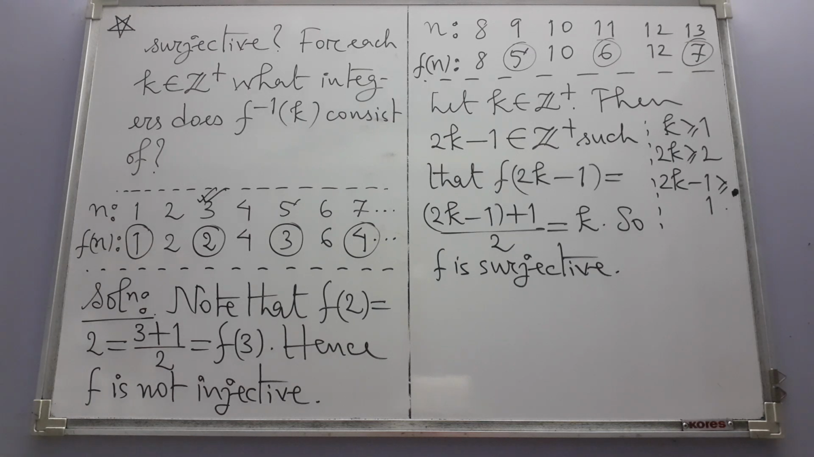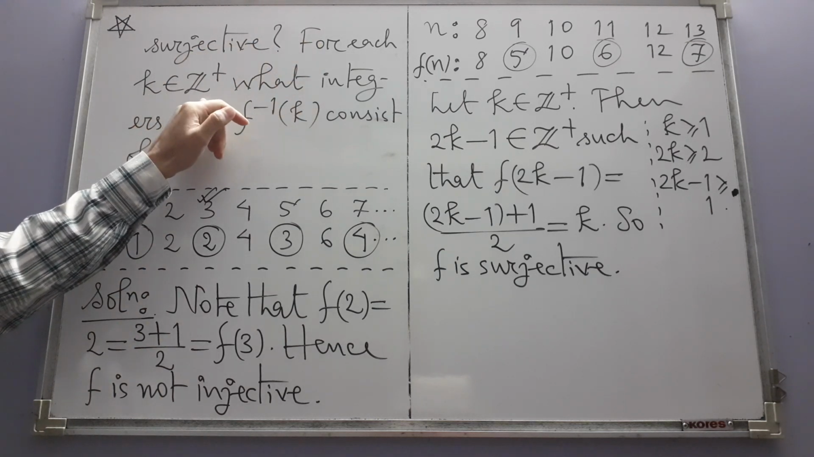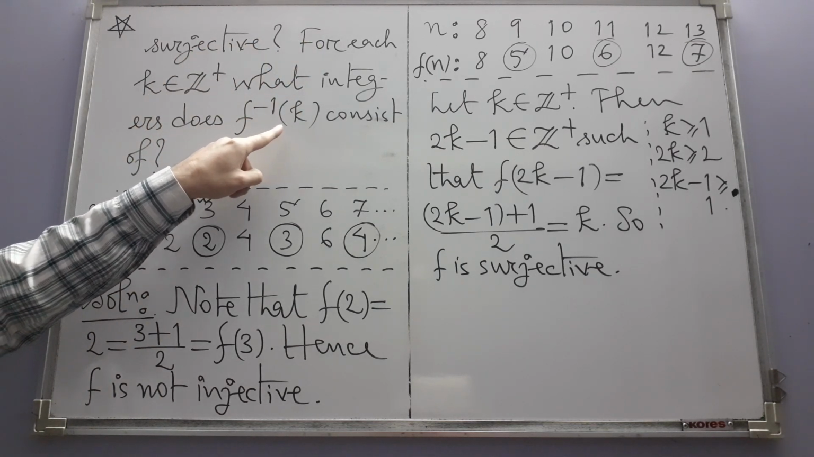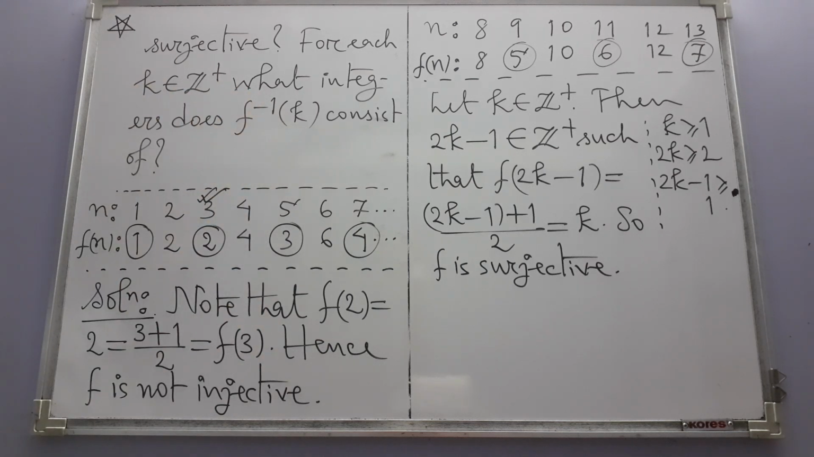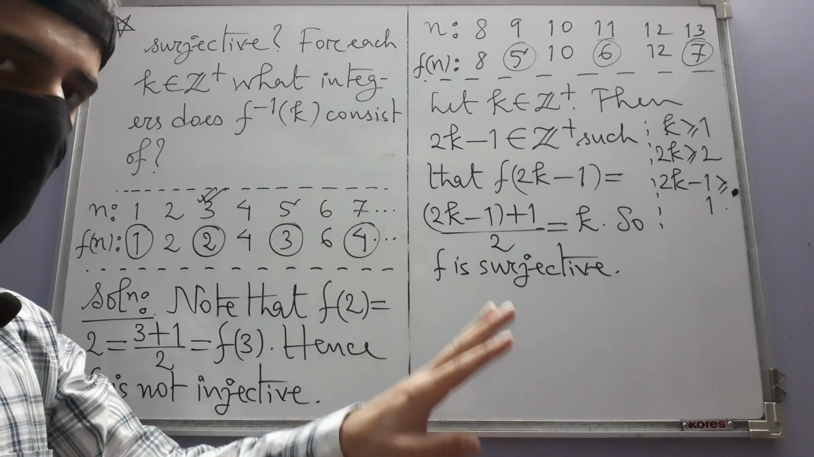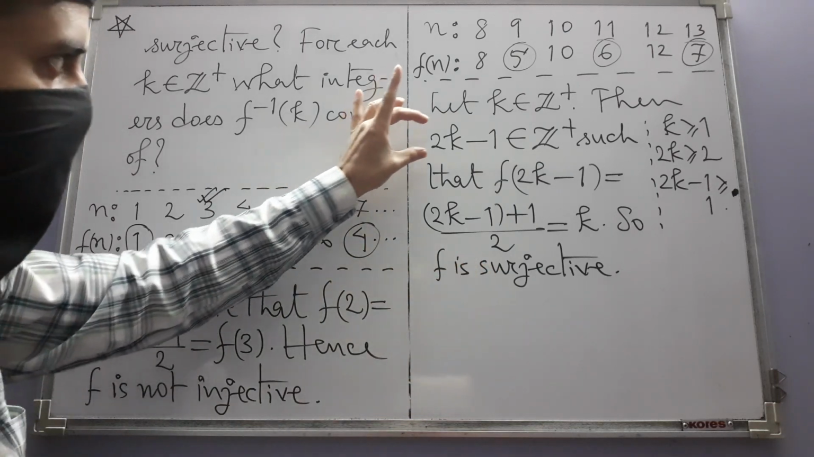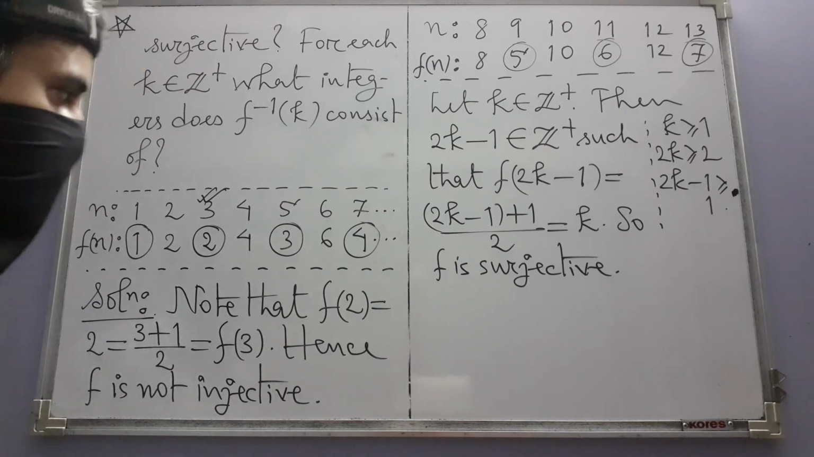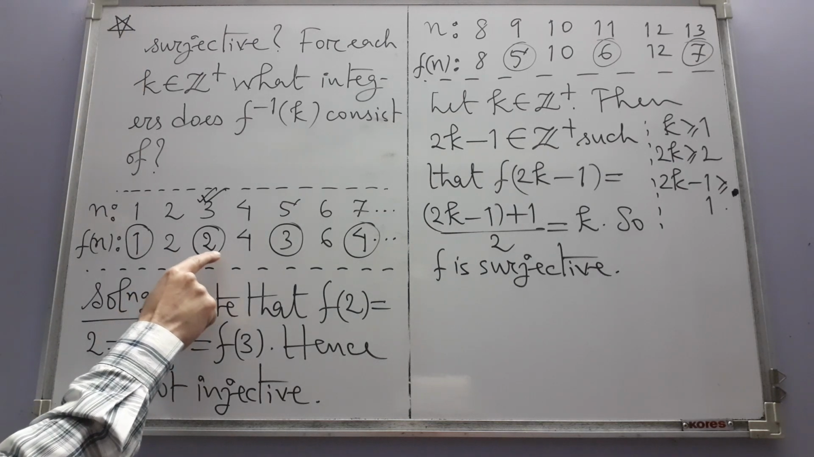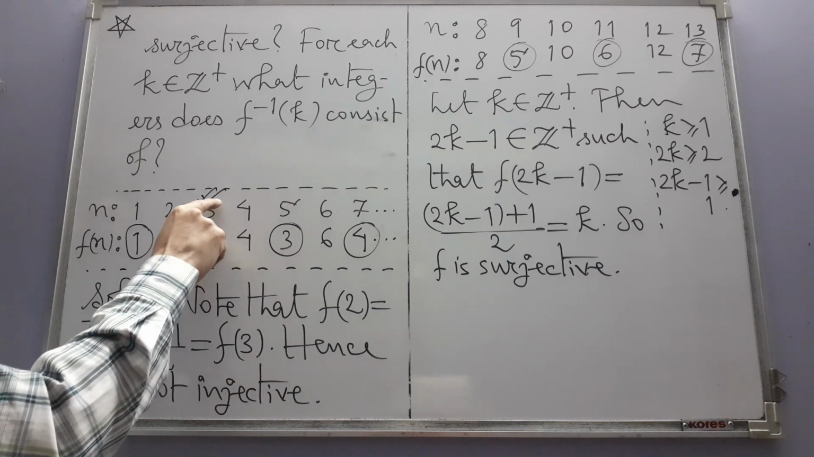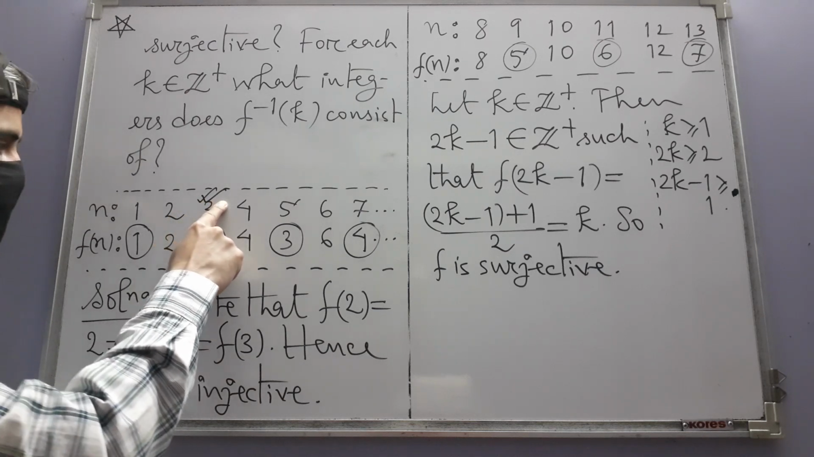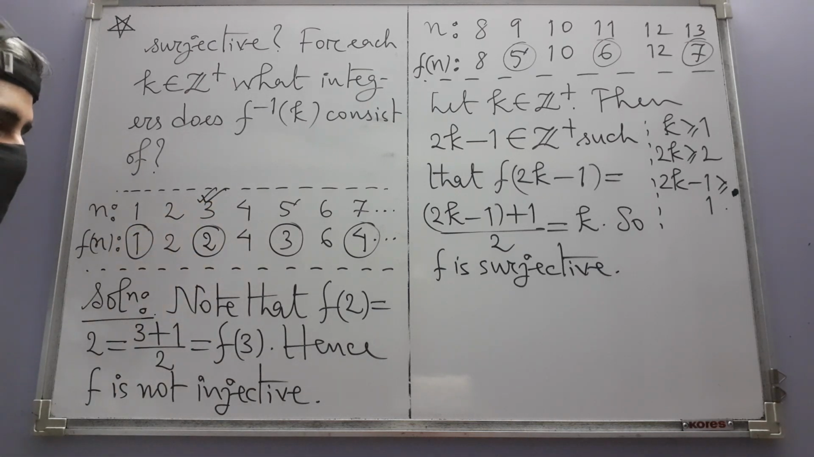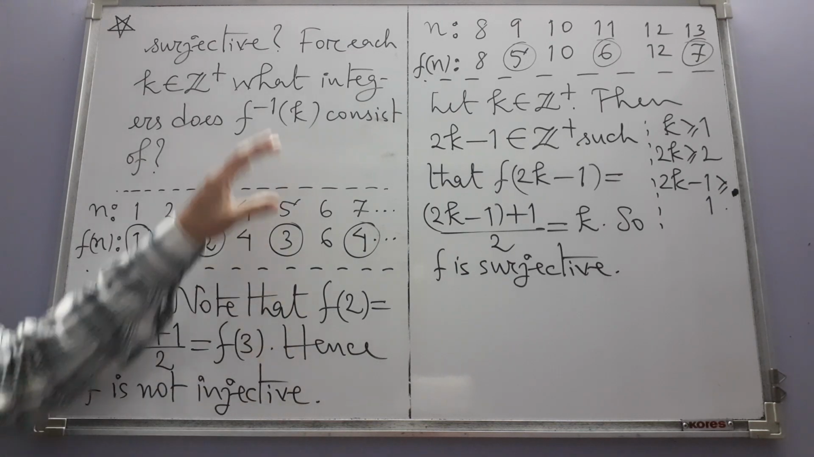But that's not all. We have this third part also. For each k, we have to figure out precisely what this inverse image is. It's a set after all. We at least know that f inverse of k has this element, but it may have other elements also. For example, f inverse of 2 has the element 3 in it, but it also has the element 2 in it. So, what to do? How to figure out this set?